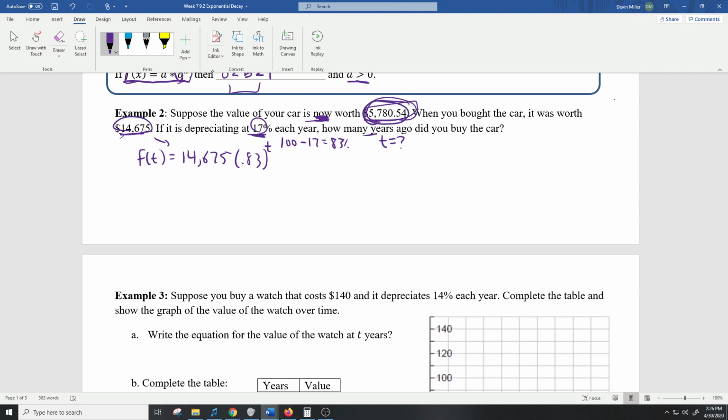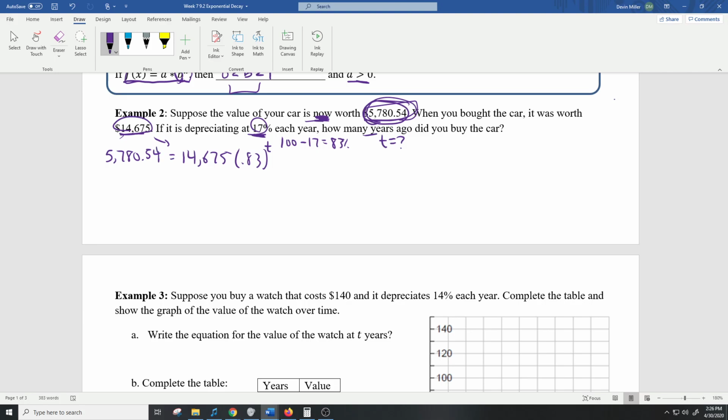So where would that go? If we know how much it's currently worth and we're trying to figure out the number of years, that would go on the left-hand side. So we're going to replace f of t with that number. So let's just do that. Let's just erase it. And we want that to be equal to the 5,780.54.